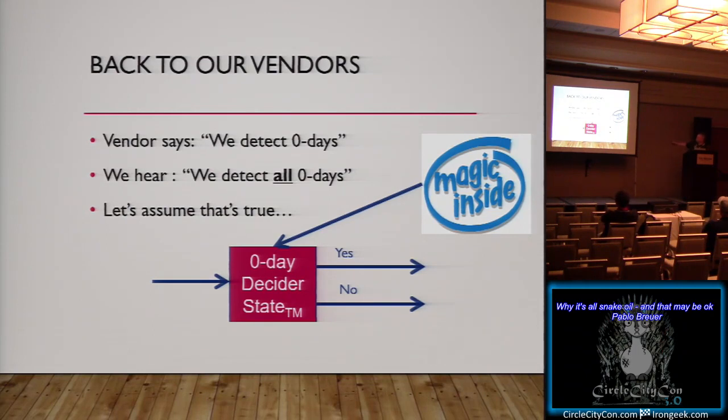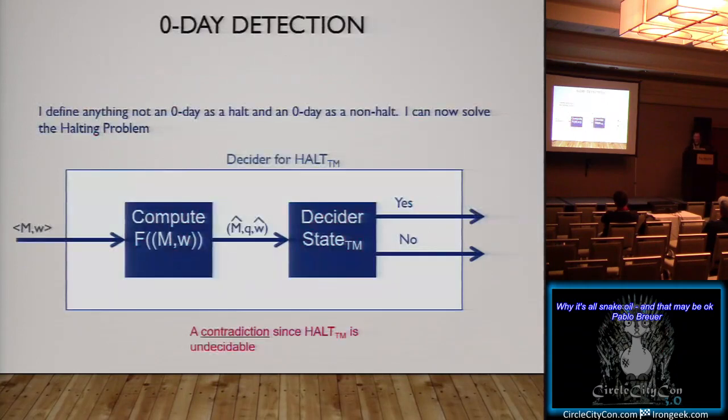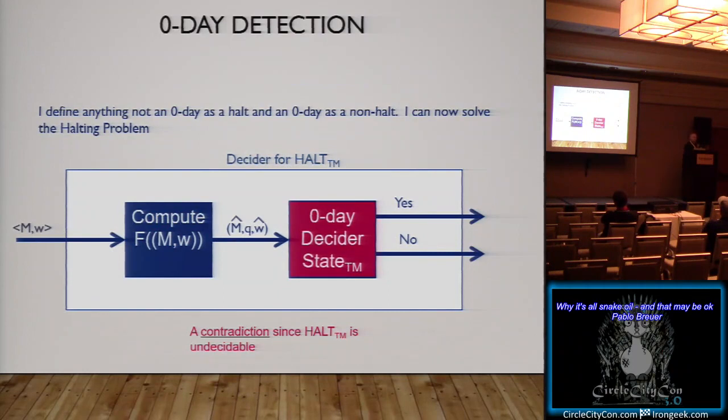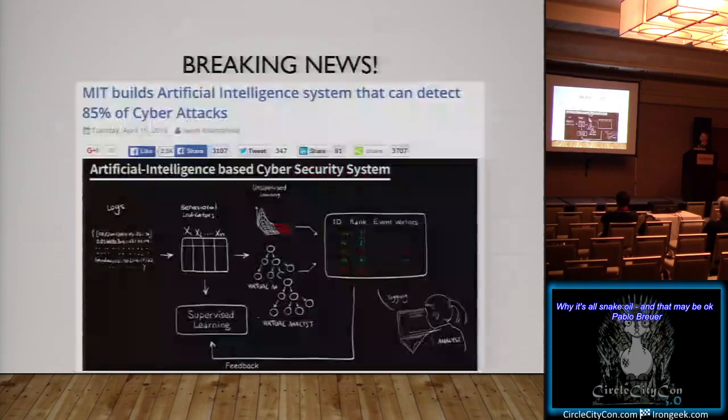We're going to take their little magic chip, their magic inside chip, and we're going to put it in an ASIC. And then we're going to build the halting problem solution. We're going to take that little magic chip that detects all 0 days, and here's what I'm going to do. I'm going to say that anything that is a 0 day will halt, and anything that is not a 0 day will not halt. And I've just solved the halting problem. Except that I can't solve the halting problem. And since I can't solve the halting problem, you can't solve the 0 day detection problem. Does everybody understand how that works? So when they tell you that they've solved one of these problems, they can't. They can't do it.